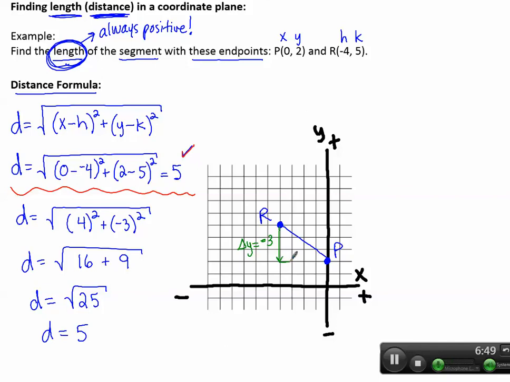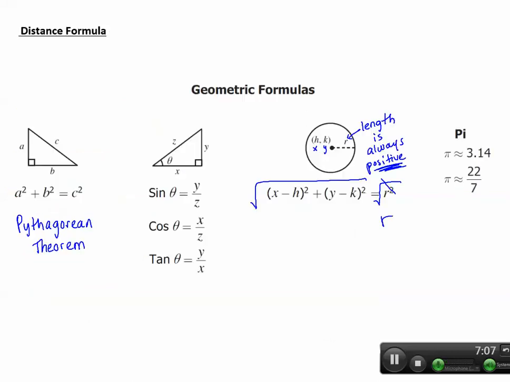Then I have to move in the x direction 1, 2, 3, 4. So the change in x is positive 4. Notice that we've made a right triangle. Do you remember the formula we saw earlier? That is a right triangle. Let's go back and look at it. It's this one, the Pythagorean theorem. A squared plus b squared equals c squared, although we usually like to write it c squared equals a squared plus b squared. Let's practice it that way.